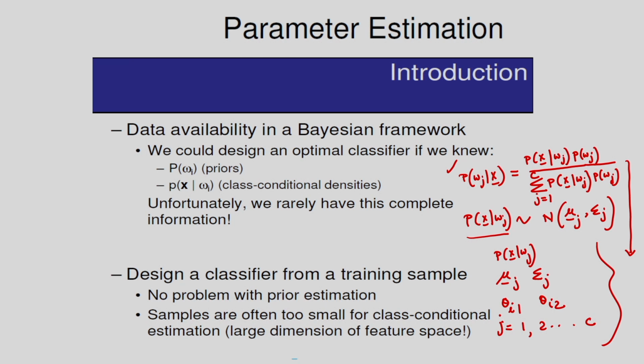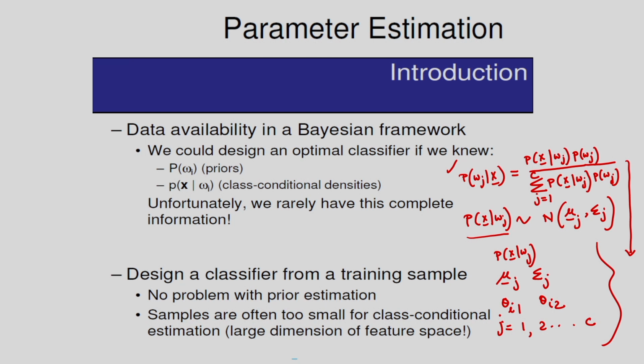So for this, we have the training samples for all the classes, that is nothing but the supervised training. For each and every class we have the training samples, and from these training samples we have to do the estimation. Estimation is nothing but we have to estimate the parameters. The parameters are the mean and the covariance.